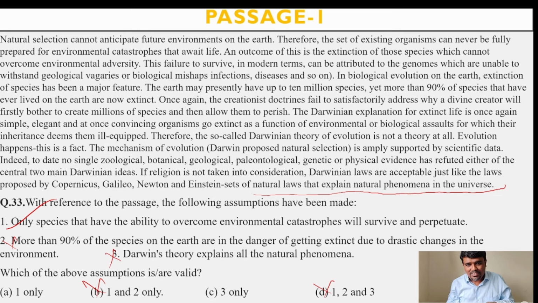That doesn't mean that the Darwinian theorem explains all the natural phenomena. There are a number of natural phenomena there. It is not about only the Darwinian theorem. I hope you know this simple point. So 3 is eliminated. I want to say how students get confused by this option. That is my entire focus in this discussion. Okay.